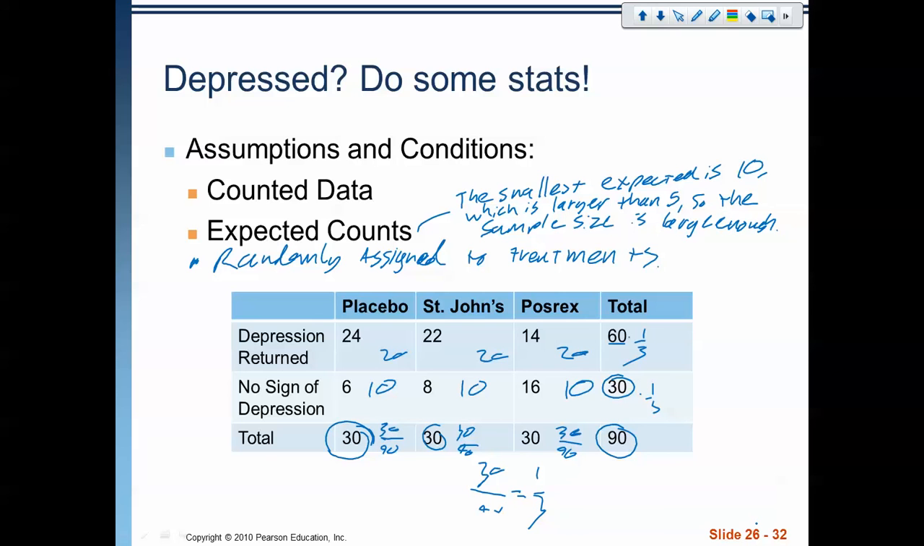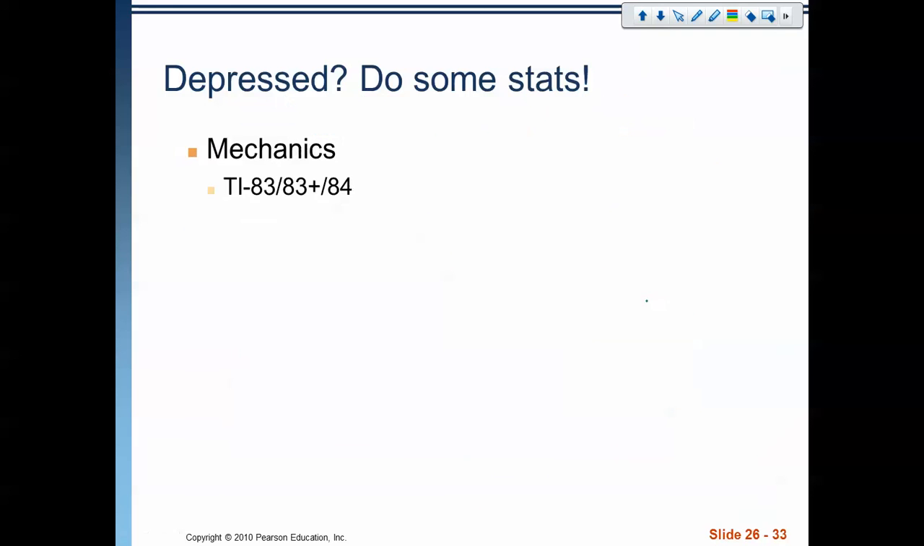As we finish writing about our assumptions and conditions, we want to write the statement that says, and I'm going to do it up here, conditions have been met for a Chi-Square Test of Homogeneity. So assumptions and conditions are met for the Chi-Square Test of Homogeneity. Let's go talk about mechanics.